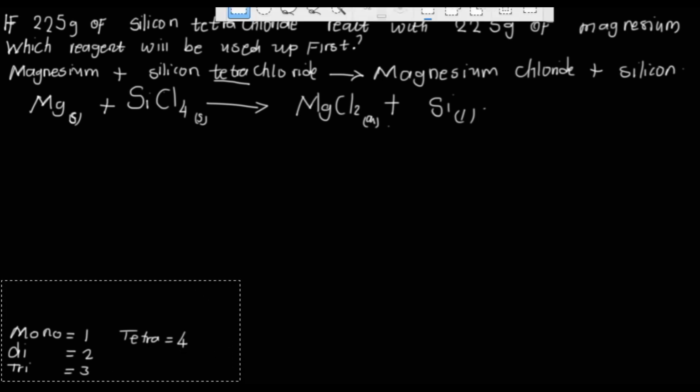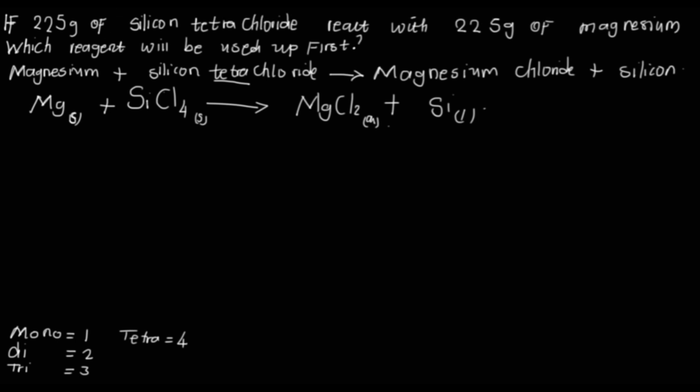Now after we are done writing the chemical equation, we need to make sure that this equation is balanced. So we need to check if our equation is balanced or not balanced. From the reactant side, we have 1 magnesium, and on the product side we also have 1 magnesium, so the magnesium is balanced. For silicon, we have 1, and on this side we also have 1. Now let's check for chlorine. For chlorine we have 4, then here we have 2.